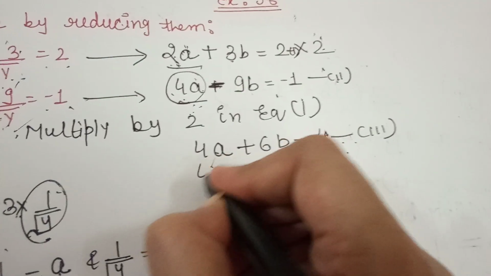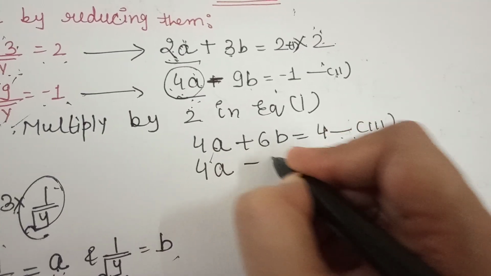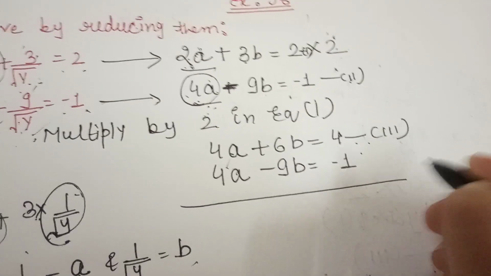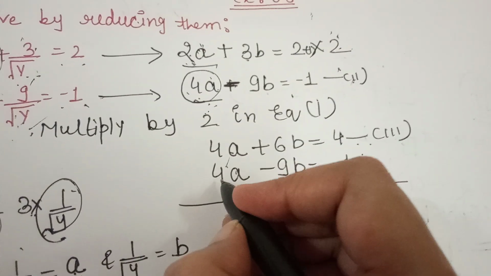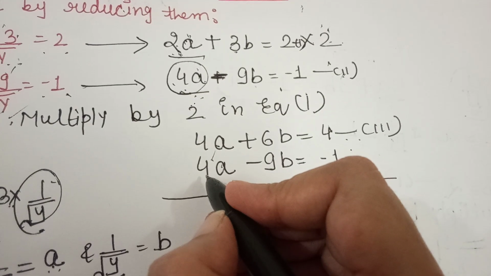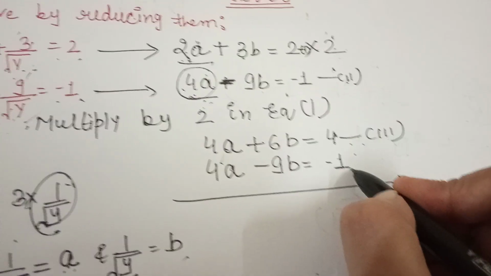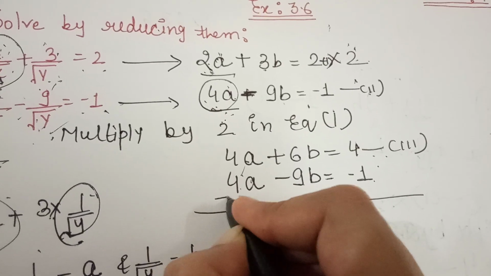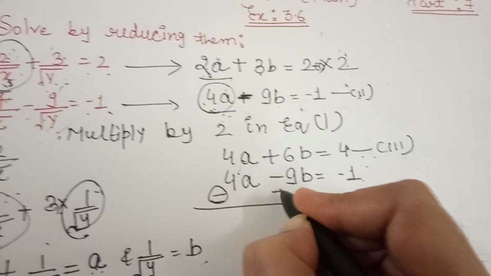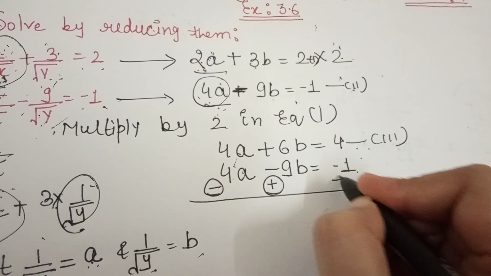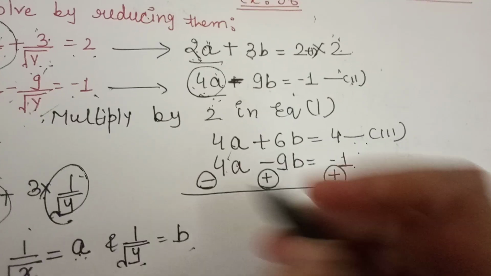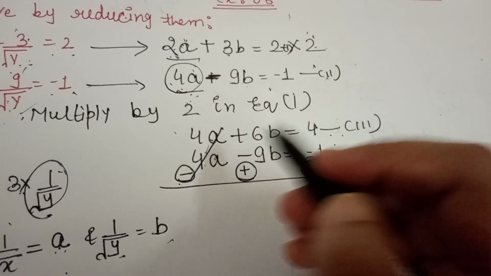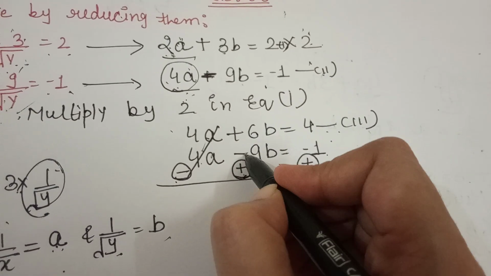So I am writing the second equation here, 4a minus 9b equal to minus 1. Because we are subtracting the equation, this is the rule that the signs will be changed. This 4a is positive, it will become negative. This is negative, it will become positive. And this is negative, it will also become positive. So now we can eliminate it. Plus minus minus, that is finished. Now we will consider this sign, not this one.